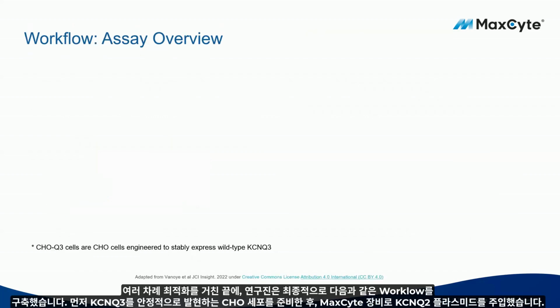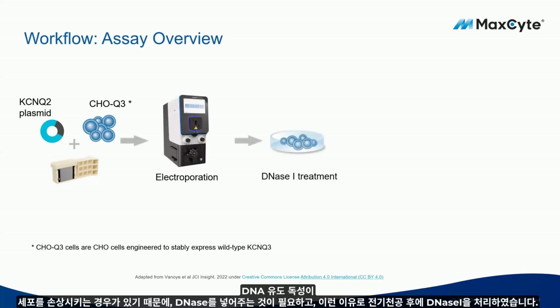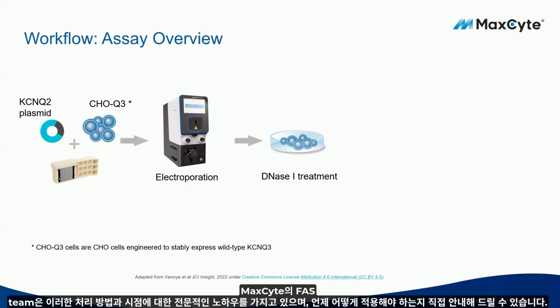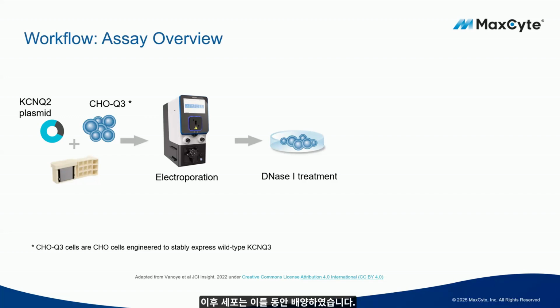And so after much optimization, this is the workflow they developed. They have CHO cells that are already stably expressing KCNQ3, and they transfect these cells with KCNQ2 plasmid using MaxCyte. After electroporation, they treat the cells with DNase. The reason for this is that sometimes DNA-induced toxicity kills a lot of the cells, so you have to add some DNase after electroporation. And this is something that us MaxCyte FAS have lots of expertise in and can show you how or when you should apply these to your experiments.